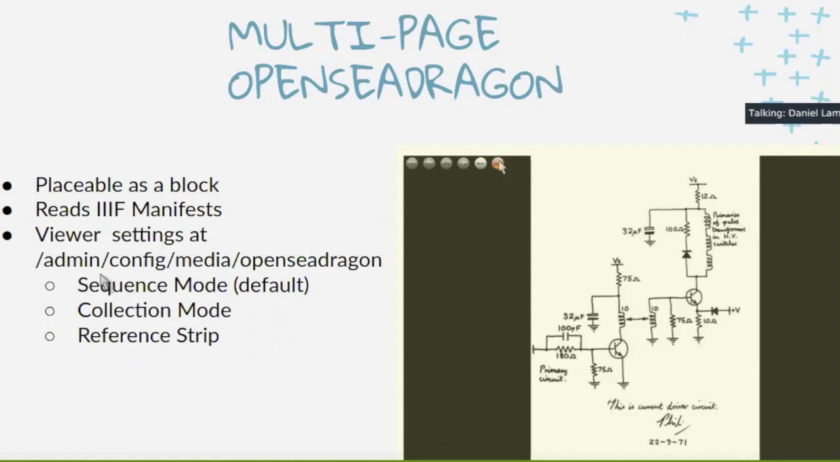And you can also have what they call the reference strip. It looks like a little film strip of all the pages down at the bottom for you to choose from. So you have lots of options when viewing that. That's the only viewer that we're shipping with now. However, there is still a pull request sitting out there for the Mirador viewer, so you will see the Mirador viewer very soon, hopefully.